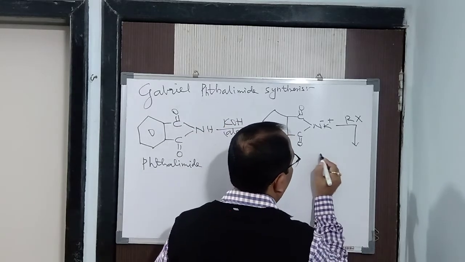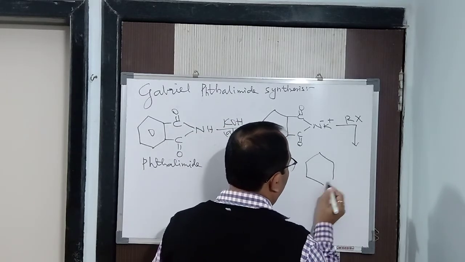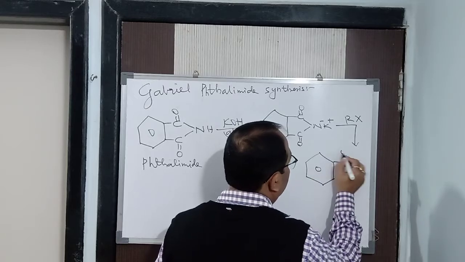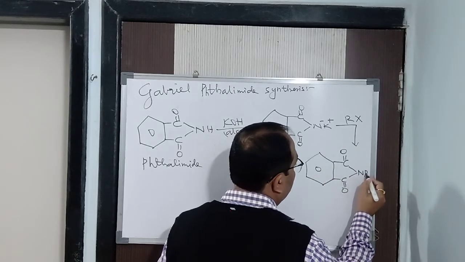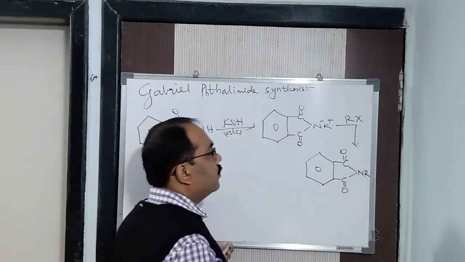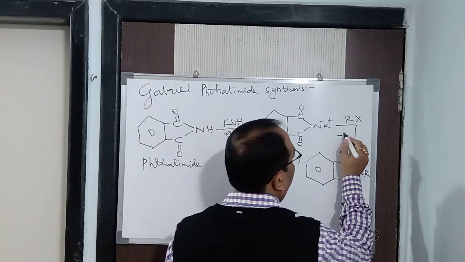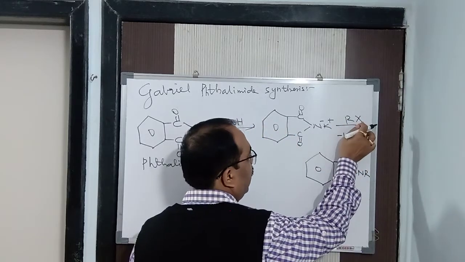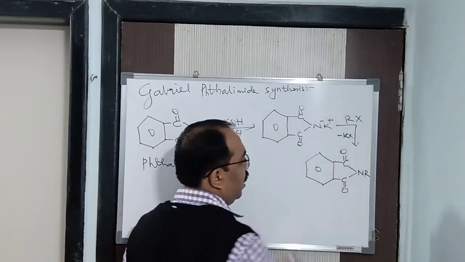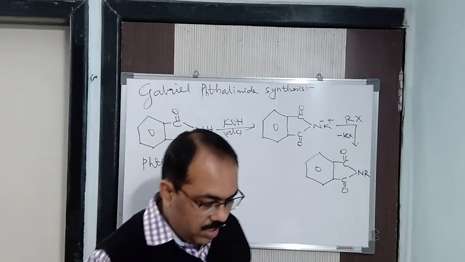So what is the product I am going to get here? The product will be the benzene ring with CO. Instead of NK, I will be getting NR. And here it will be minus KX. K goes with X to form KX. N goes with R. So it is NR. We can say that.